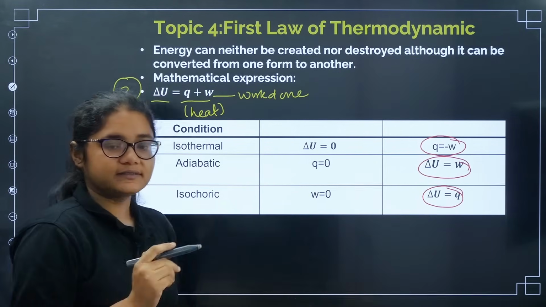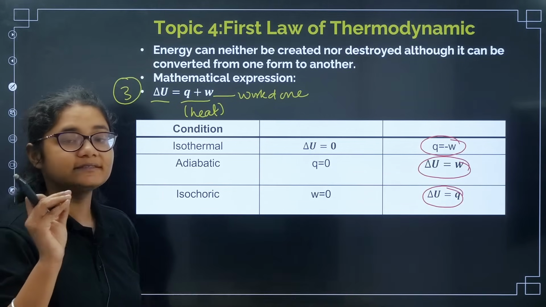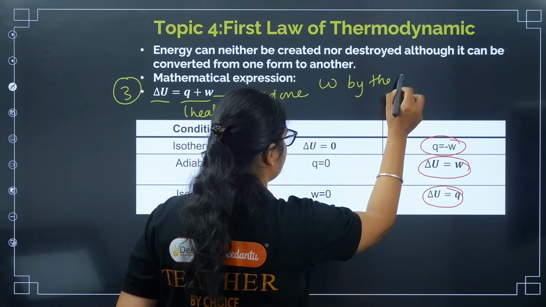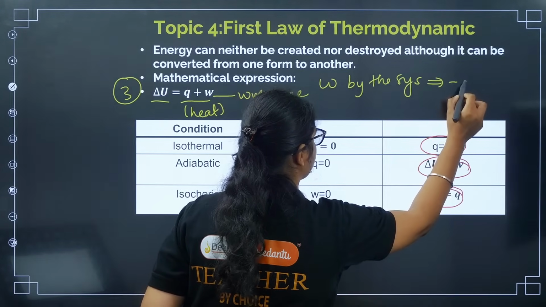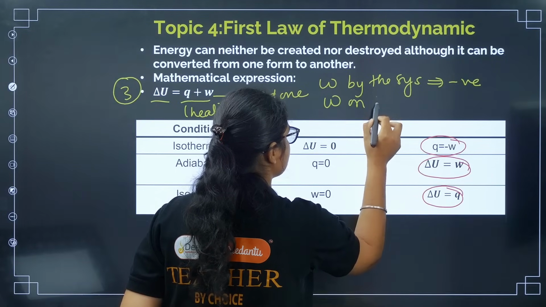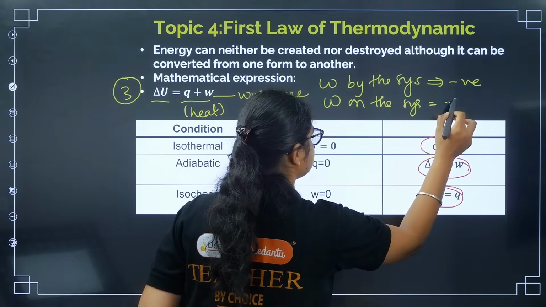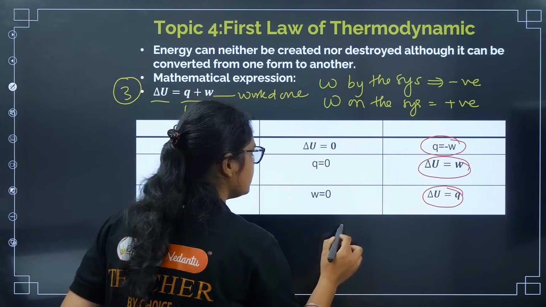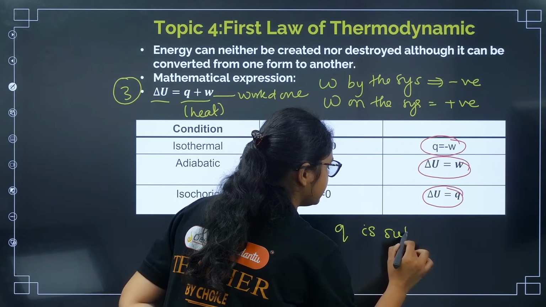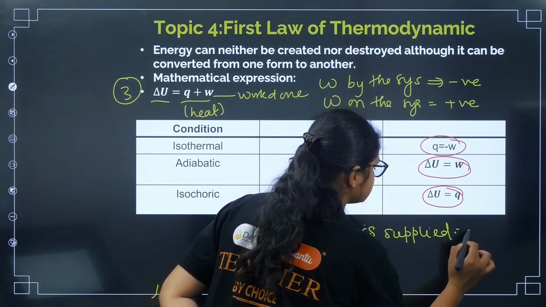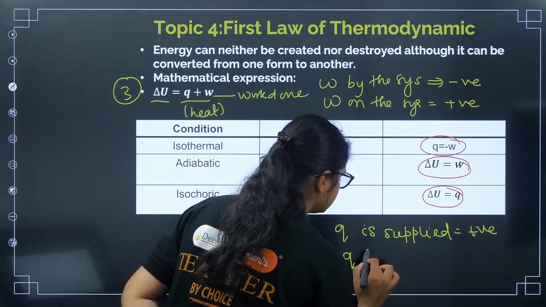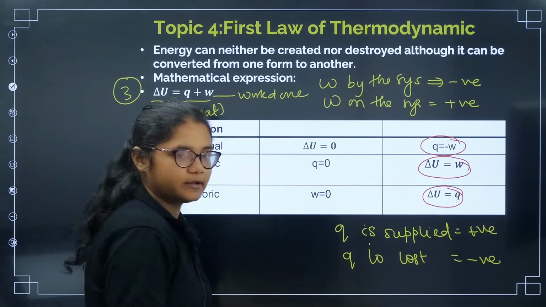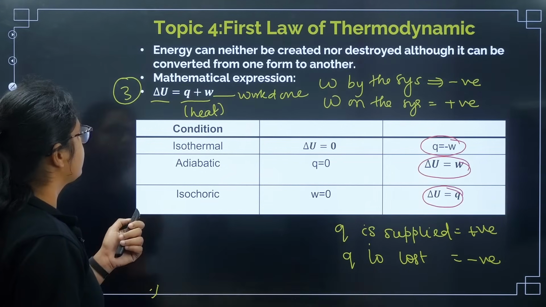Now, apart from this, here you should know about sign convention. So listen carefully. If work is done by the system, then it is negative. If work is done on the system, then it is positive. Clear? Now, next is about Q. If Q is supplied, the system gains heat, then Q will be positive. And if the system loses heat, Q is lost, then it will be negative. Clear? Okay, so this is the first law of thermodynamics.